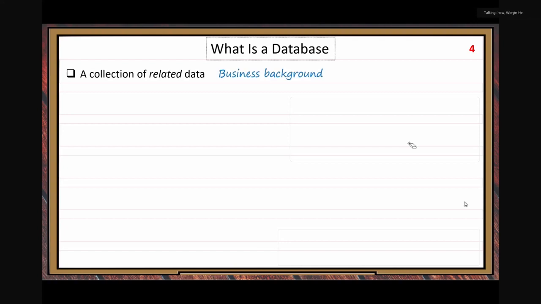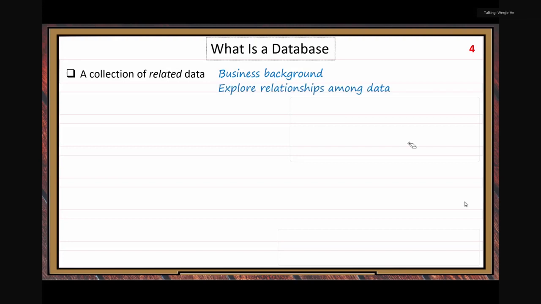Think about the data. Typically, when we use databases, we need to run certain business, right? That's the reason we use databases, because we need to run some business. So your database should have a business background, relying on some specific business. Then the related data is all about that certain business, related to that business. So not garbage data, okay? Useful for your business.